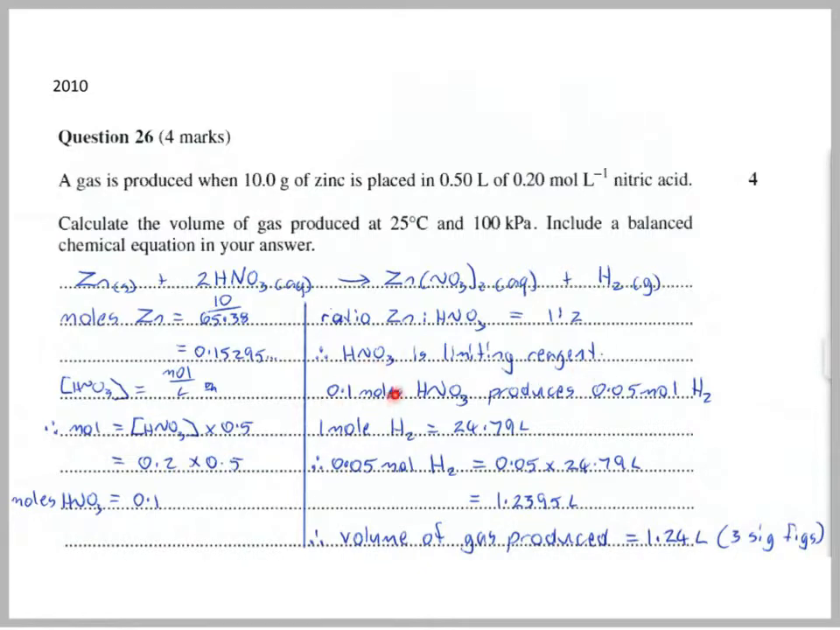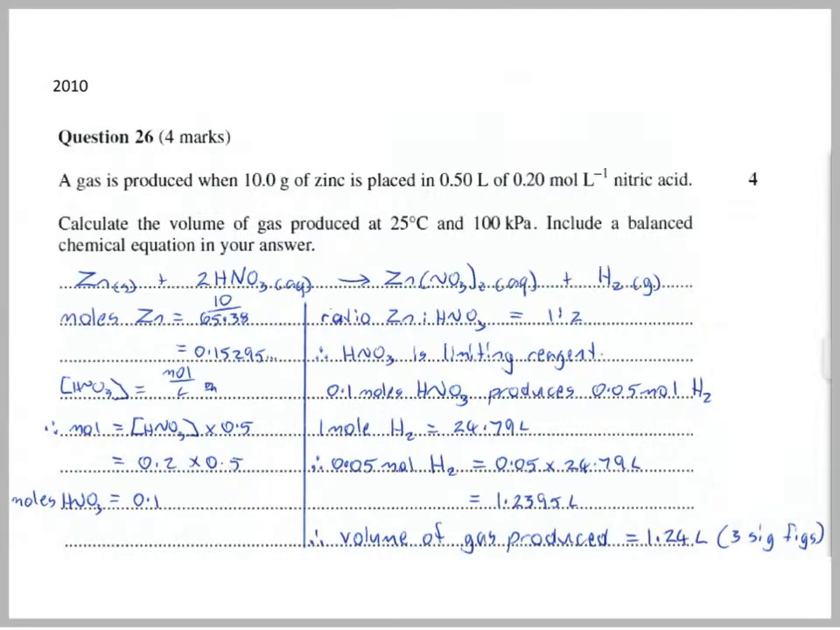0.1 moles of nitric acid produces 0.05 moles of H2. Why? Because it is 2 to 1. So there's going to be half as many moles of hydrogen gas as nitric acid. So 0.05 moles of H2. 1 mole of H2 equals 24.79 litres. 0.05 moles of H2 equals 0.05 times 24.79 equals 1.2395 litres. Therefore, the volume of gas produced equals 1.24 litres to 3 sig figs.